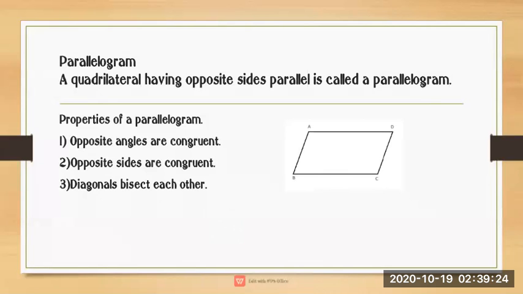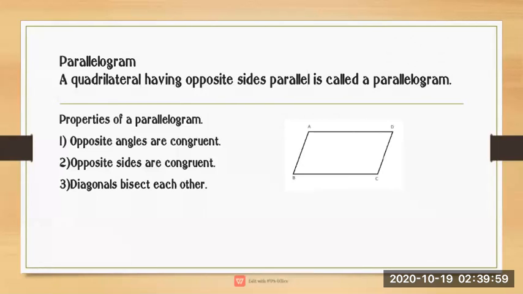Now next is opposite sides are congruent. Here side AB is congruent to DC, and AD is congruent to BC. These are the opposite sides of a parallelogram which are congruent. Now next is diagonals bisect each other. Here the diagonals are AC, our first diagonal, and BD, our second diagonal. These diagonals bisect each other.